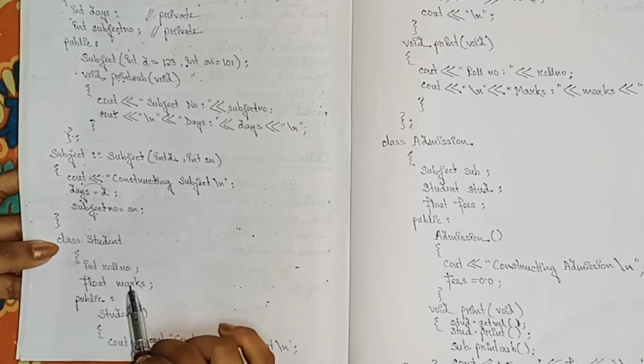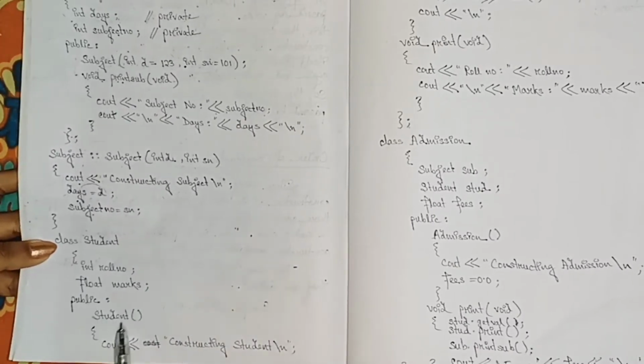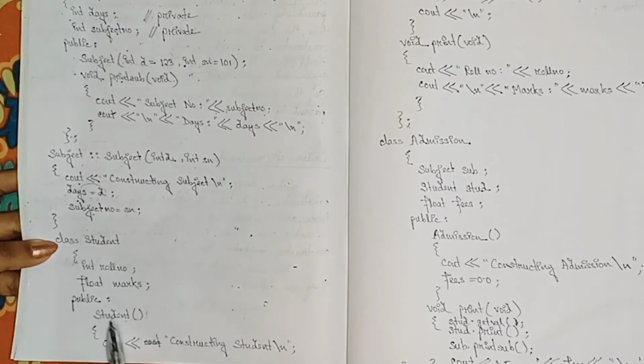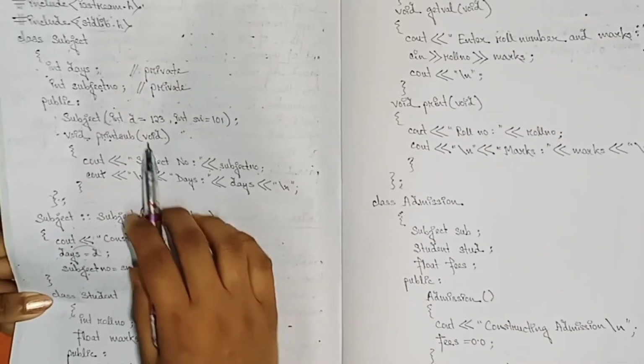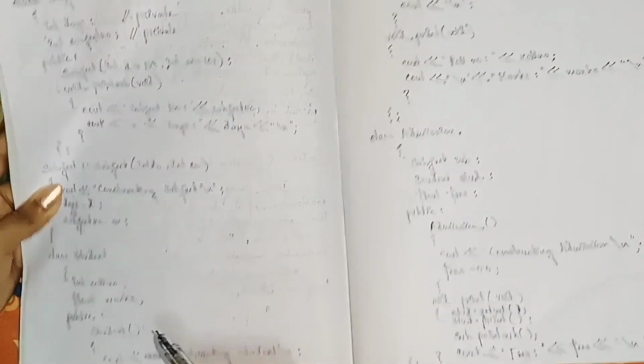Inside this student class we are taking two data members, one is roll number, another one is marks. Now in the public section we have defined a default constructor. See, in the first case we have not defined a default constructor like this.